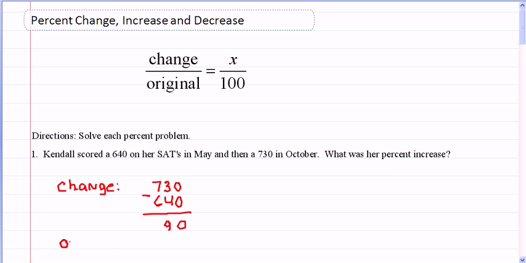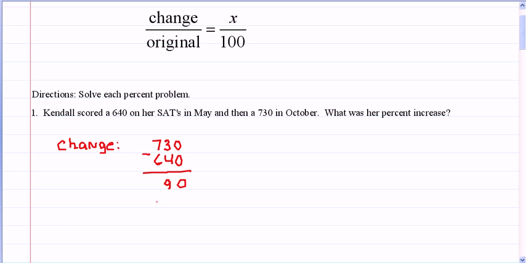Next, you want to find the original. Here's where most students will make a mistake. The next thing you want to find is the original. And the original is the SAT score that she scored first. And the wording of the question tells us that it was a 640. So her original score was 640.